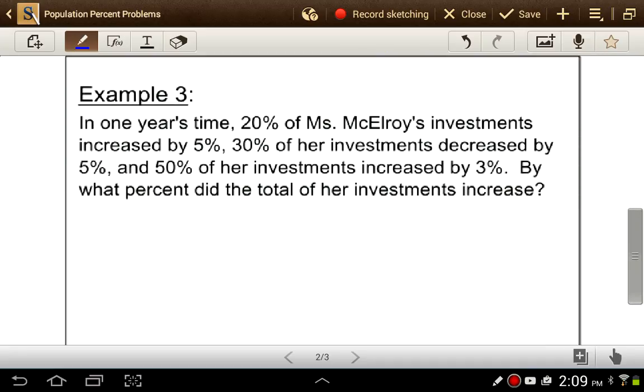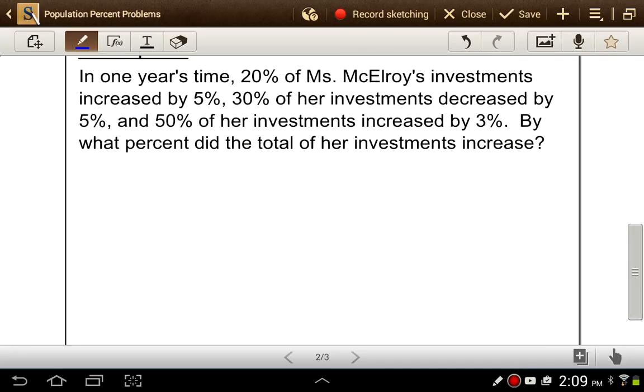In example 3, this is a great question to see anytime you have different percents on different values and you want to see what the overall effect is. Because each percent is different and is weighted differently, each is going to have a different impact. The bigger the percent of the whole amount that it is, the bigger the impact it is going to have. So in this problem, I'm going to go through, and I have 3 things.